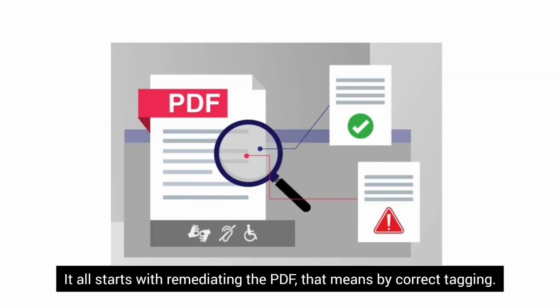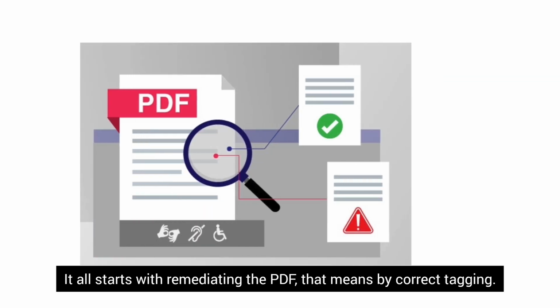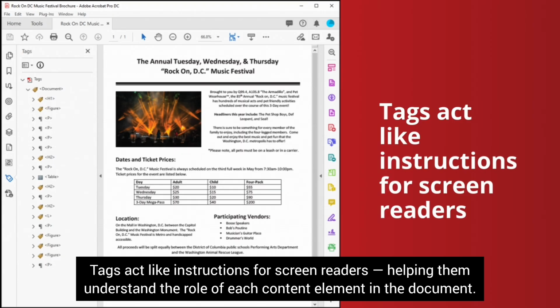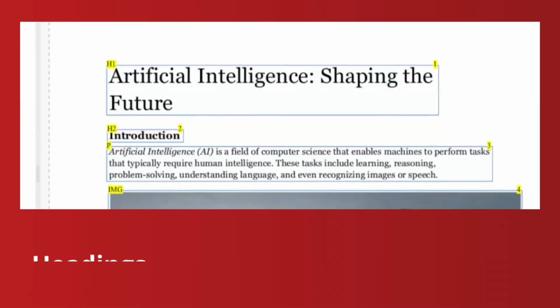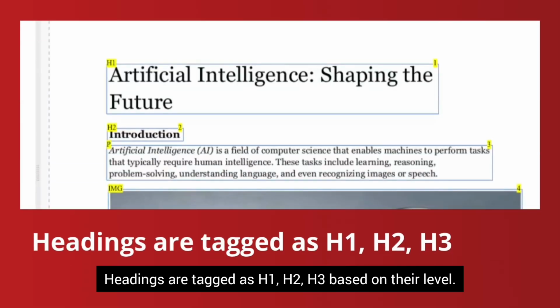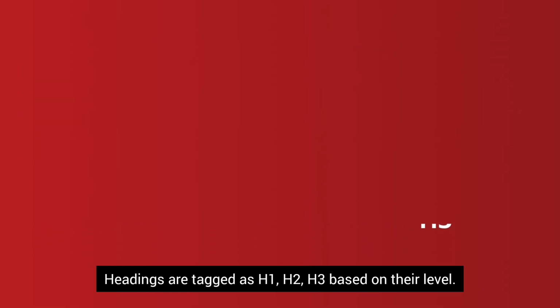It all starts with remediating the PDF, that means by correct tagging. Tags act like instructions for screen readers, helping them understand the role of each content element in the document. Headings are tagged as H1, H2, H3 based on their level.